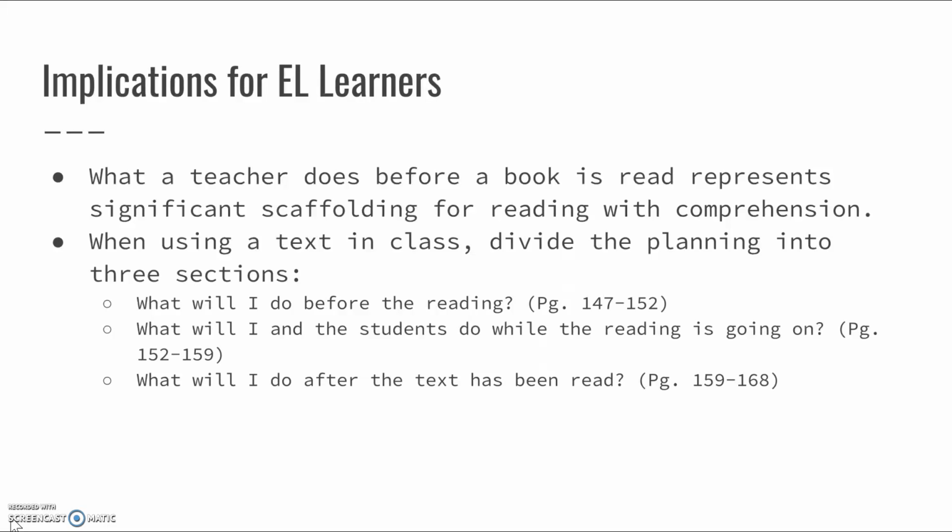The second is what will I and the students do while the reading is going on. This is making sure that the students are processing the information as they're reading, and they're not just reading words without understanding what they're actually reading. Again, there are activities covered from page 152 to 159 in the book of what you can do with your students to go through that process. And then finally, what will I do after the text has been read? This is to make sure that the students have comprehended their readings and can apply that to their knowledge. Again, there are activities from page 159 to 168.